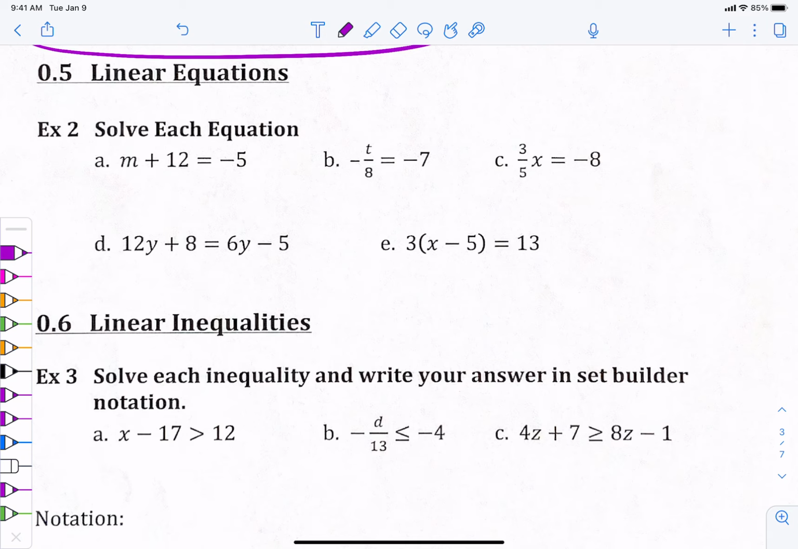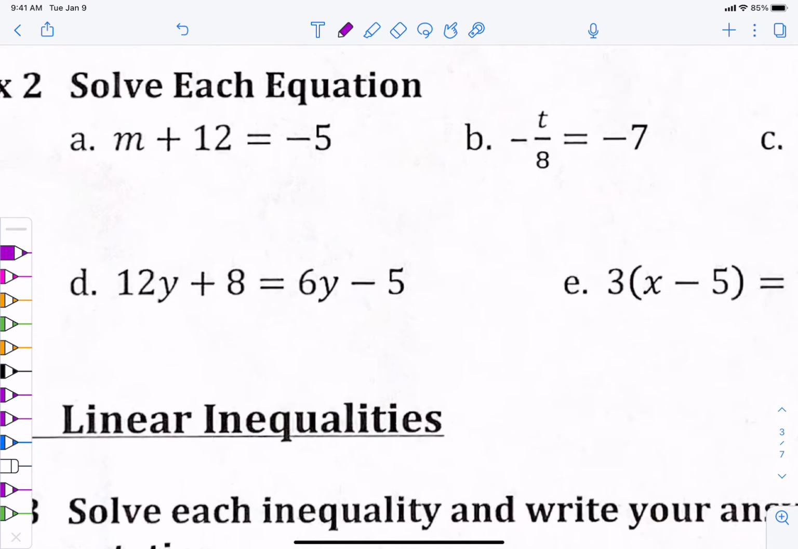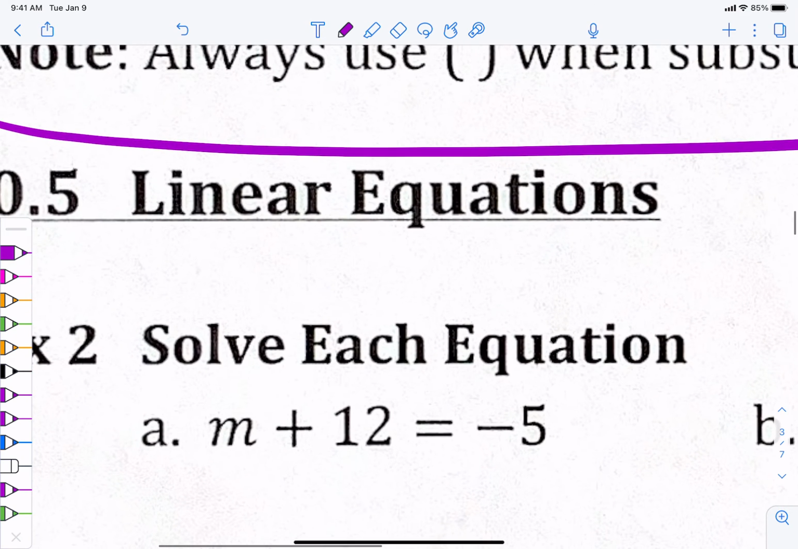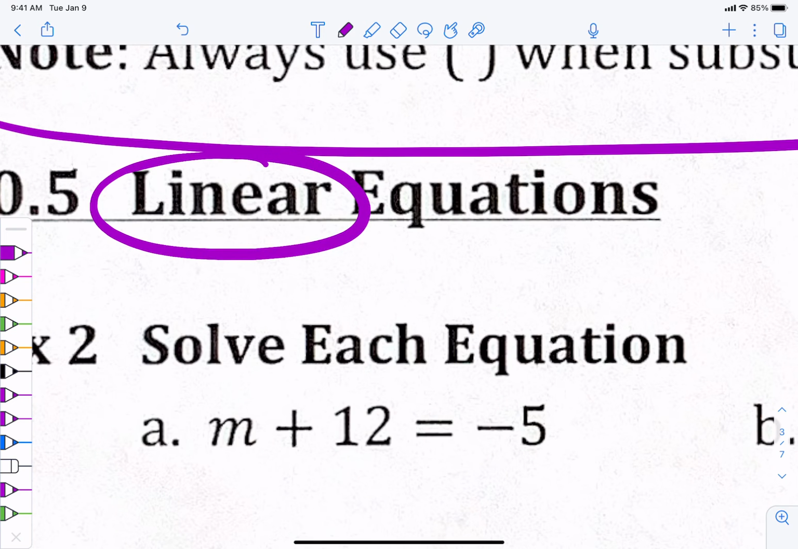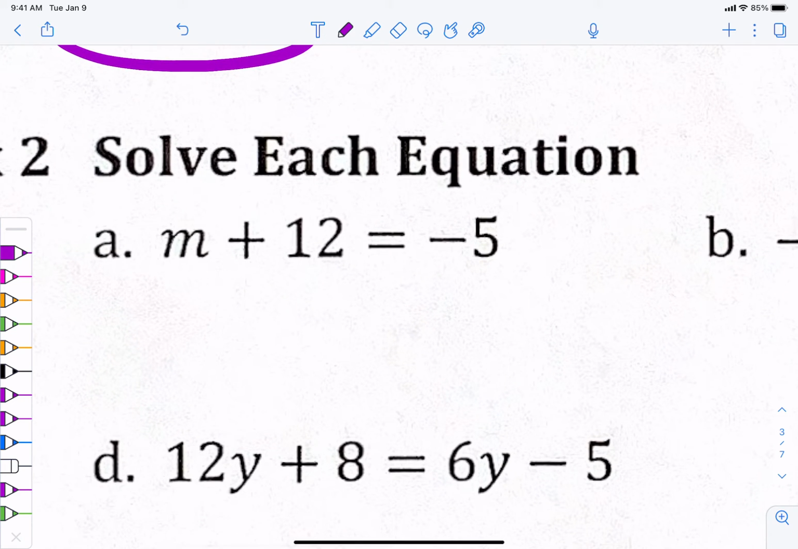Example 2. There are 5 examples underneath of here, but they take really not very long. Solve each equation. These are linear equations. What does linear mean again? A line, if you would graph them. But what else? How do you know that they're linear?